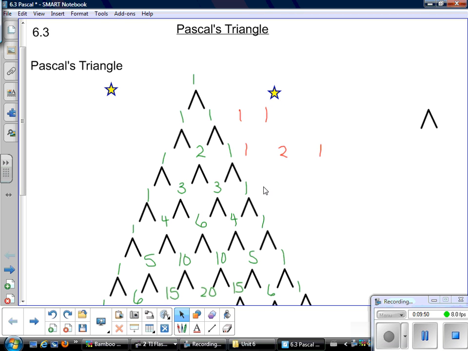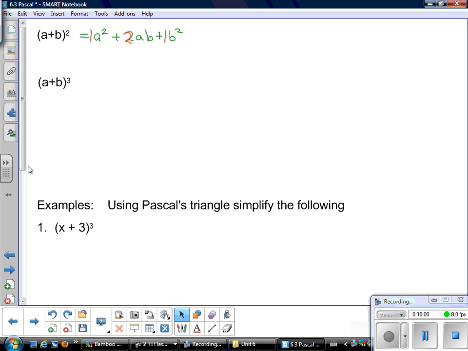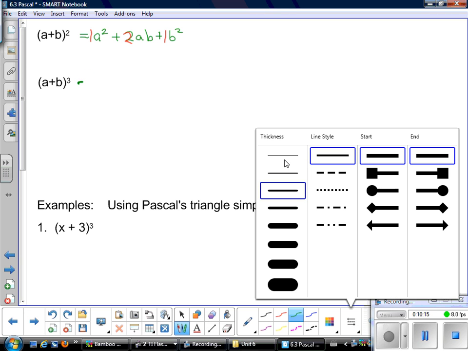So it would stand to reason, if this pattern is true, that when I expand this next one, I should have coefficients 1, 3, 3, and 1. So let's actually try that and see what we get. Okay, so this means there's 3 brackets that are identical.